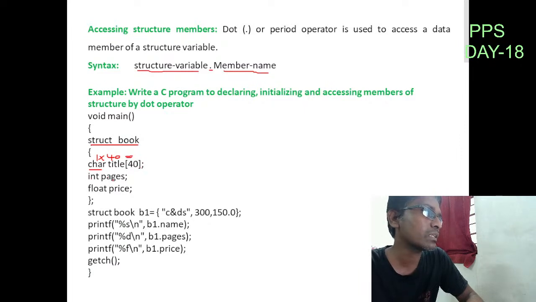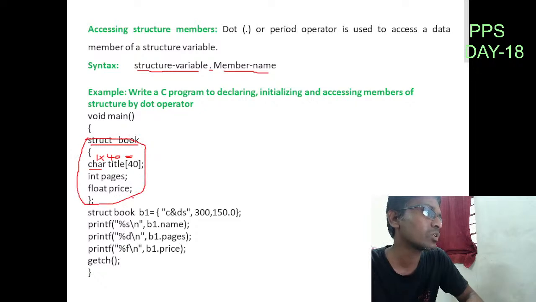Next is int followed by pages. It will occupy 2 bytes of memory for the pages. And float followed by price. The float is going to occupy 4 bytes of memory for the price. So this is a structure declaration.